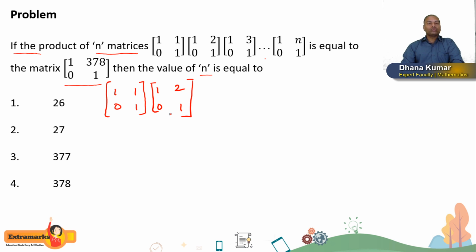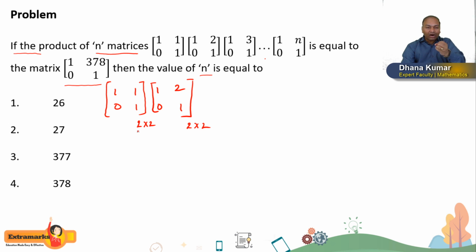First of all, my question is, is matrix multiplication possible or not here? Let us see. Order of the first matrix is what? 2 by 2, 2 rows, 2 columns. Second matrix, 2 by 2. Right. Now here, what is the rule behind this multiplication?